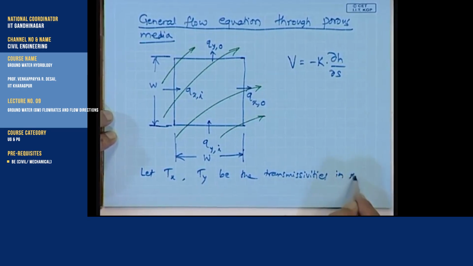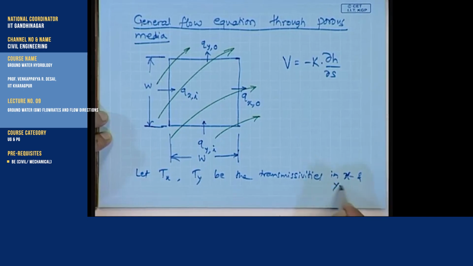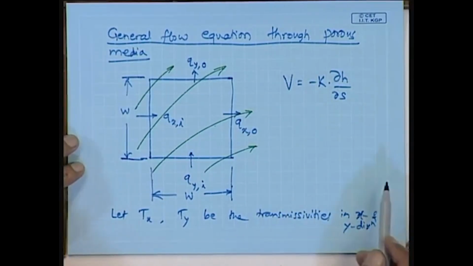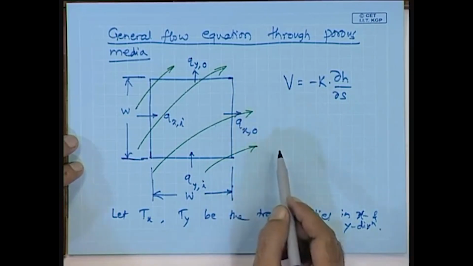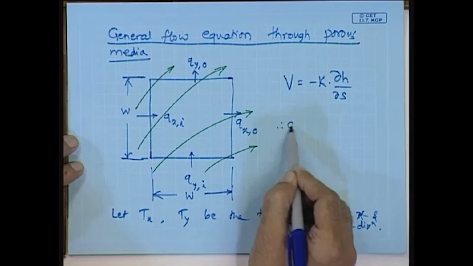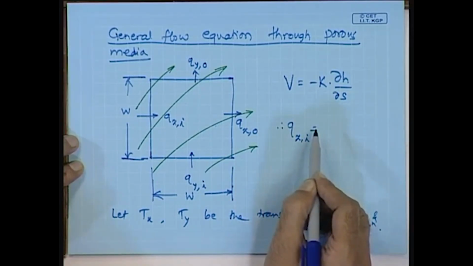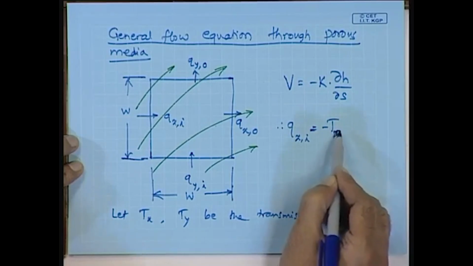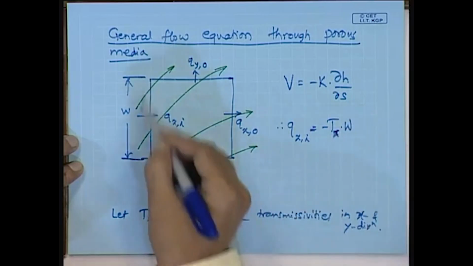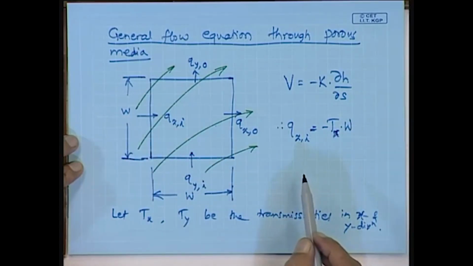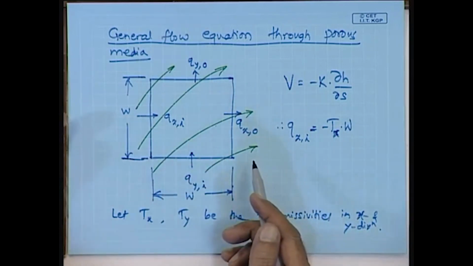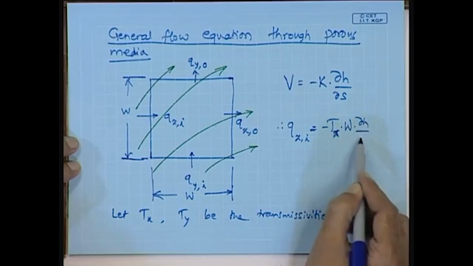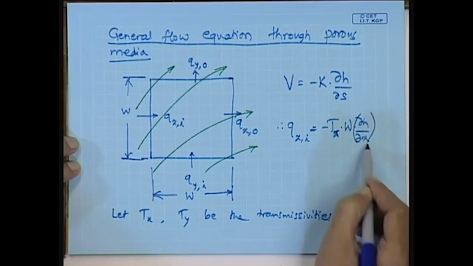In x and y direction. Okay. So, therefore, this qxi, we can write this as: qxi can be written as minus Tx, which is the transmissivity or transmissibility in the x direction, into the width of the flow domain, that is W, and we are considering unit thickness. So, the area will be W into 1, into dH by dx in the I direction.